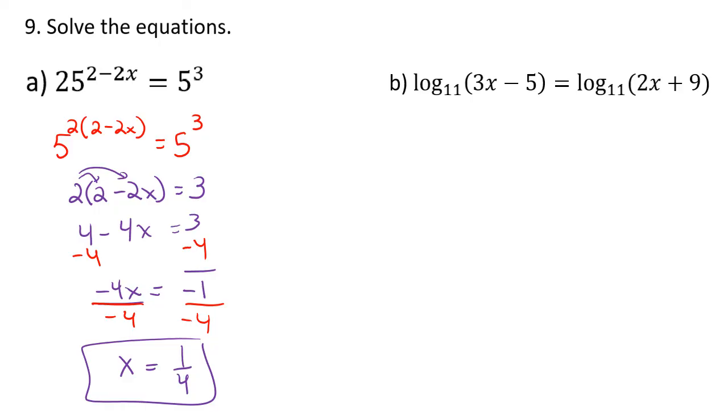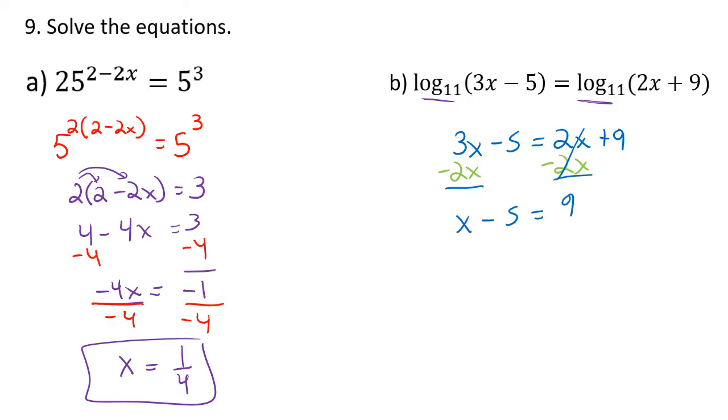Part B. So we have two logs here, a log equal a log, and if the bases are the same, which they are, you can use that one-to-one property. Since logs are inverses of exponentials, that property still applies. If the logs have the same bases, you can ignore them and set their results equal to each other. And then you can solve for x. So I can go ahead and minus the 2x over. So I'll have an x here, minus 5 equals 9. I'm going to add the 5. So I have x equals 14.